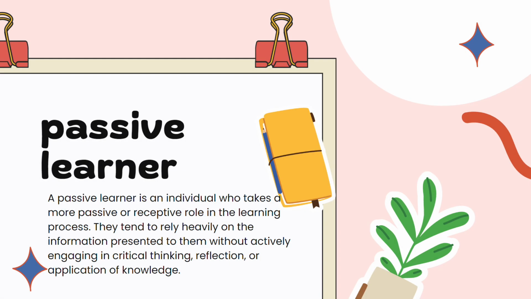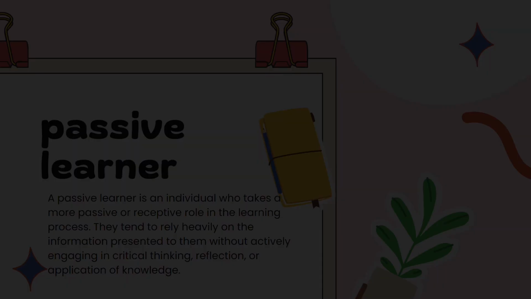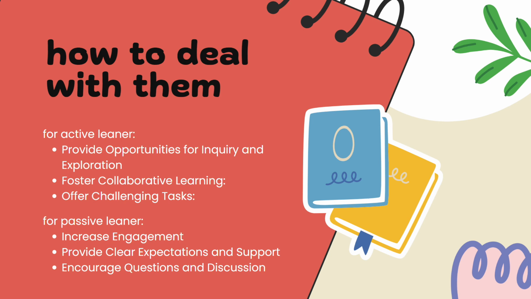Okay, for the second material is passive learner. What is a passive learner? A passive learner is an individual who takes a more passive or receptive role in the learning process. They tend to rely heavily on the information presented to them without actively engaging in critical thinking, reflection, or application of knowledge. Okay, for the next material is how to deal with them.